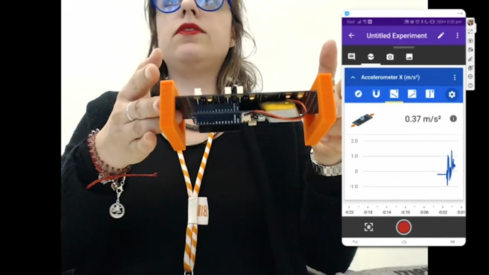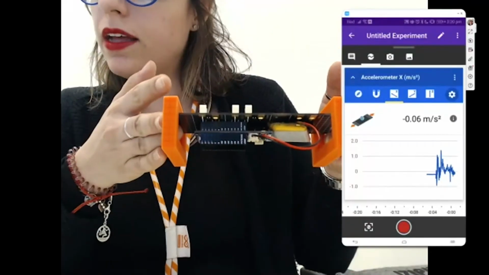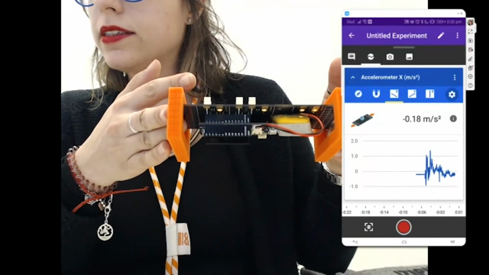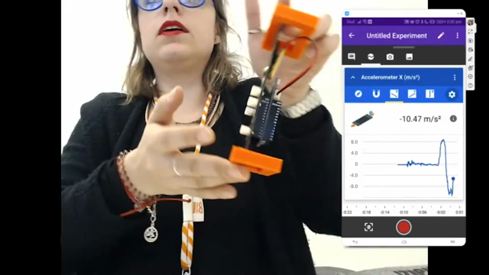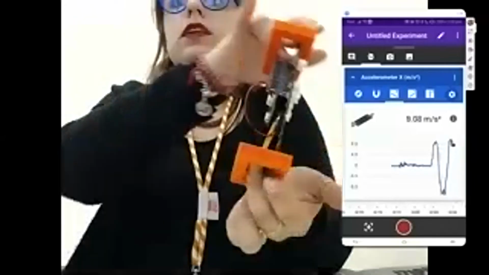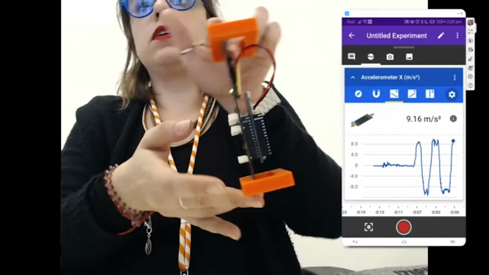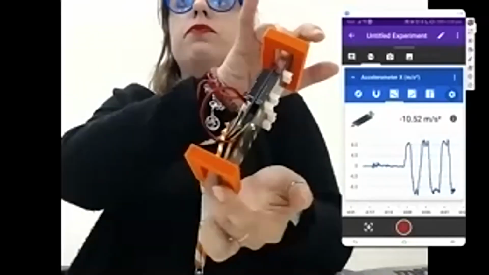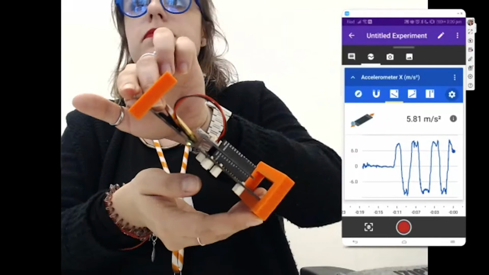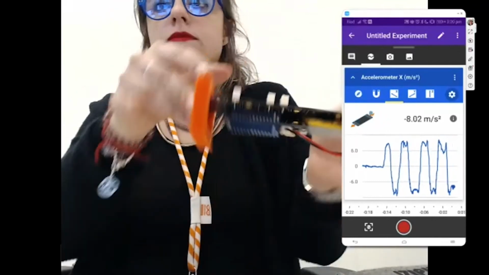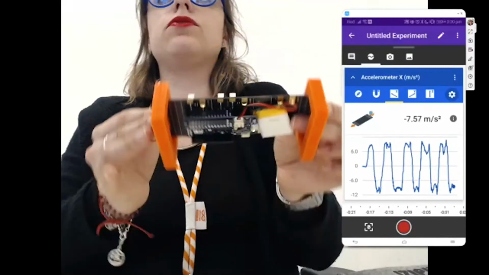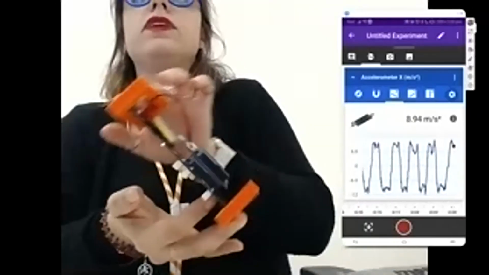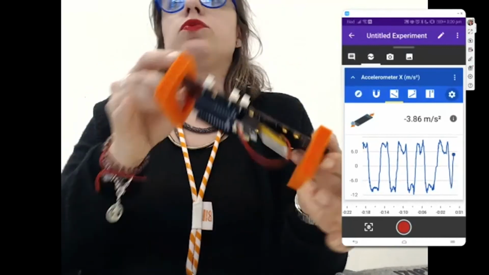So right now, for example, I'm measuring the accelerometer on the x-axis. So as you can see, the graph is showing the movement that I'm doing. And the animation also allows you to understand what kind of movement you're making, so which one of the three is the x-axis.